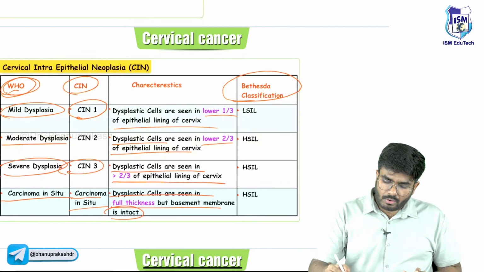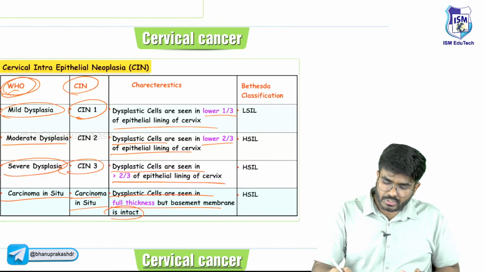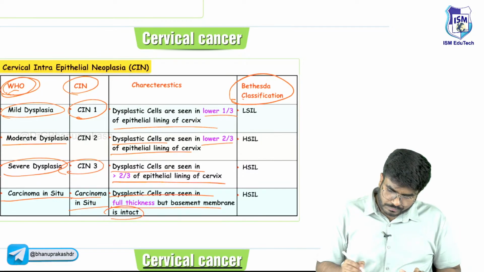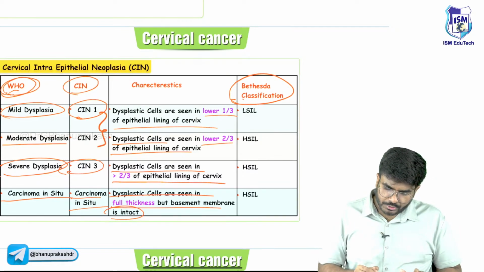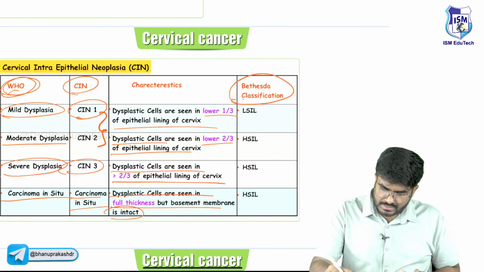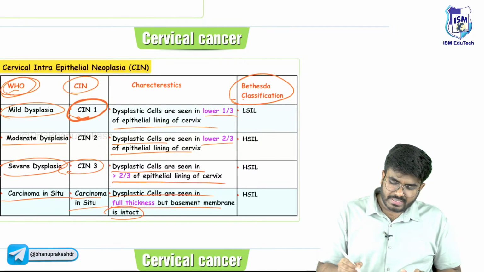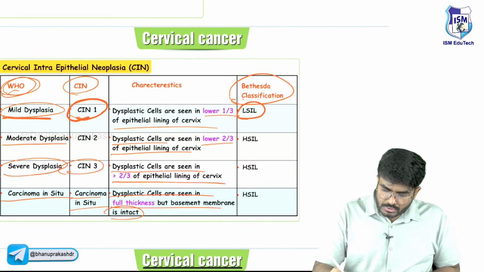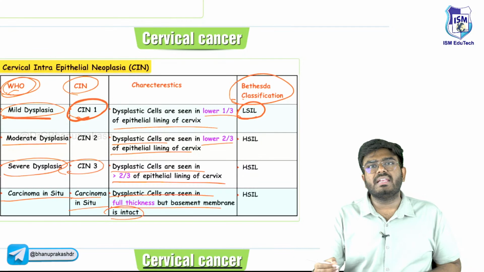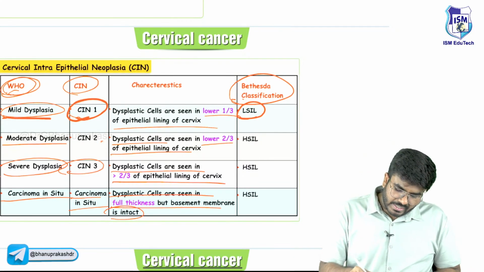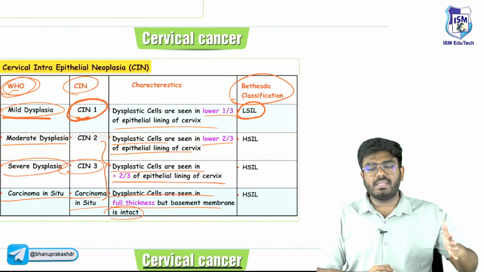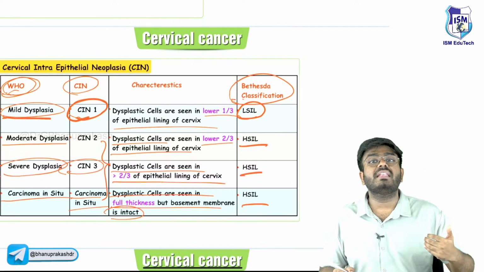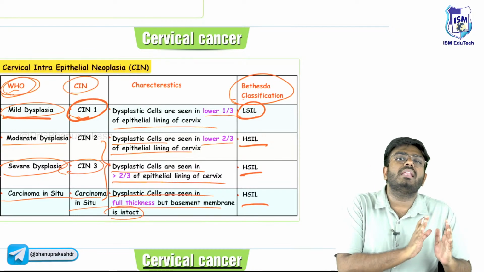Now, according to the Bethesda classification, this is the newer classification. CIN1, that is a mild dysplasia, is considered as LSIL, low grade squamous intraepithelial lesion. But CIN2, CIN3 and carcinoma in situ, all these are considered as HSIL, which means high grade squamous intraepithelial lesion.